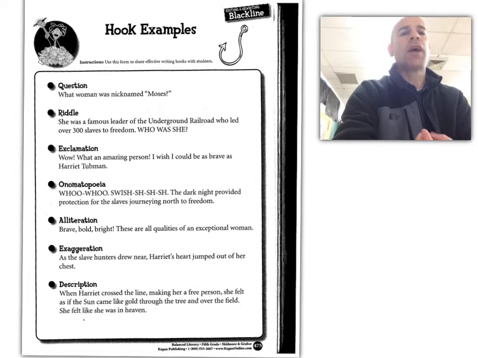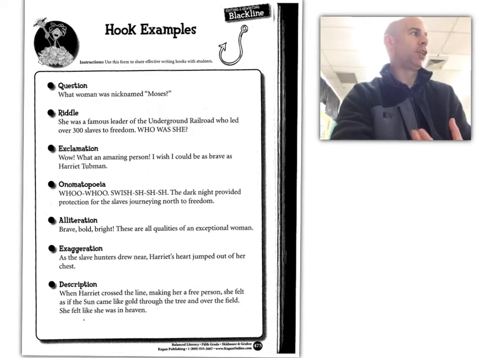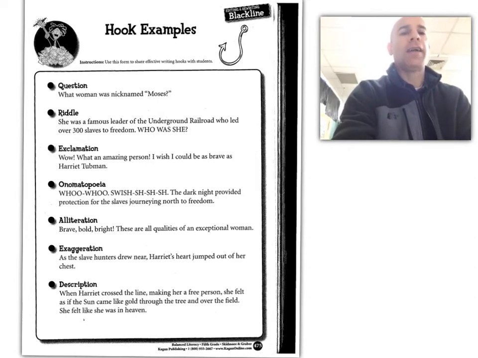I've seen people use onomatopoeias, but with this, you can see that it's an onomatopoeia, but it's also a personification combined with it. So you're stretching that onomatopoeia further. You're using the sound effect of the woo woo and swish, swish, swish. The Dark Knight provided protection. There's your personification. The Dark Knight is taking on human characteristics, and it's saying that for the slaves journeying north to freedom. That's one way that you can stretch your onomatopoeia.